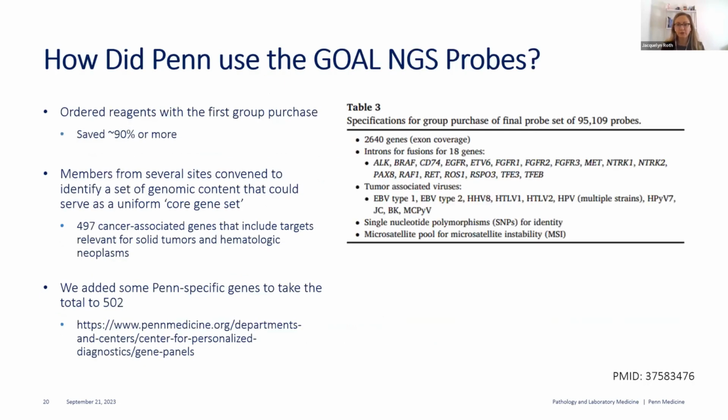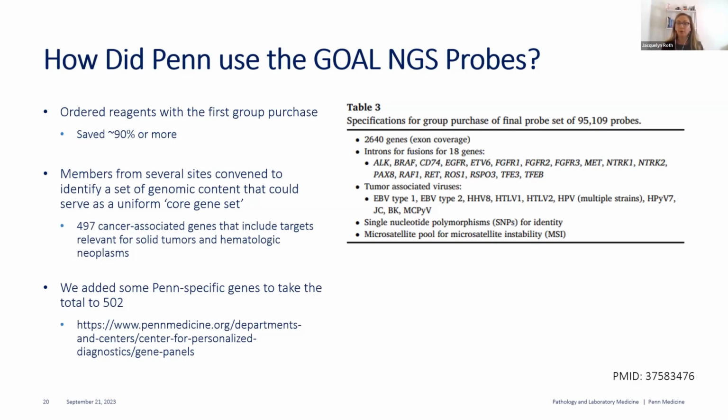So what did Penn do as a participant of GOAL, and how did we use this? Well, we jumped on board to save money right away, and we ordered reagents with the first group purchase, and we saved 90% or more. This is a huge savings when you're thinking about next generation sequencing assay reagents that are going to cost you into the hundreds of thousands of dollars.